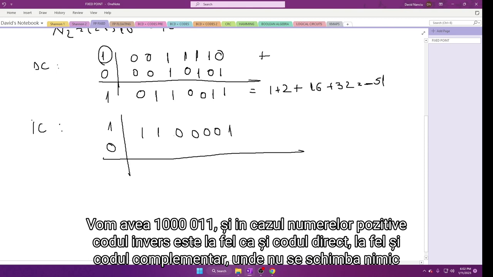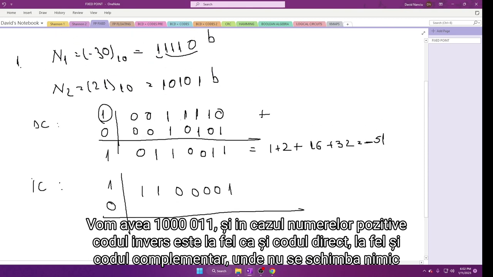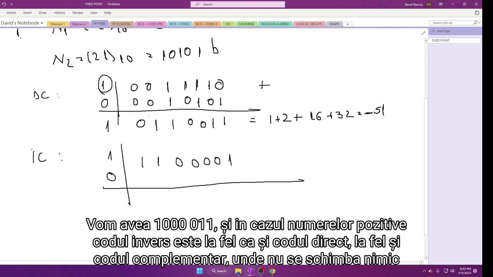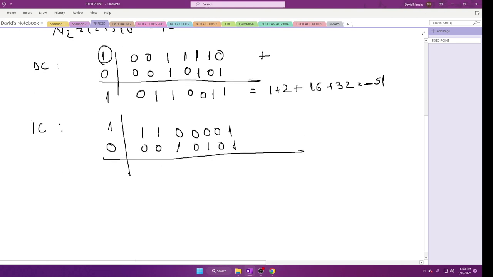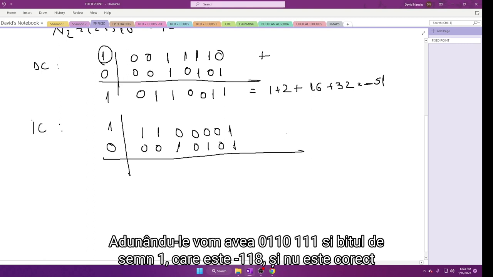In case of positive numbers, the direct code is equal to the inverse code, and it's also equal to the complementary code, so nothing changes, and we'll just copy the number that we got before in binary, which is 1 0 1 0 1 0 0. Adding this also, we will get 0 1 1 0 1 1 1, and obviously the sign bit, which is 1.